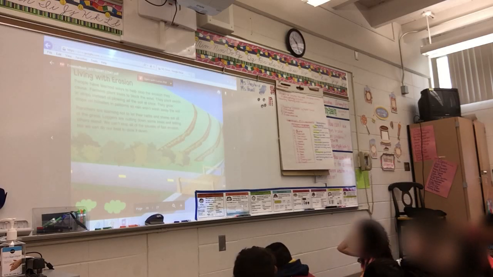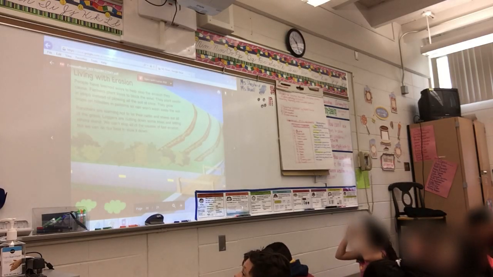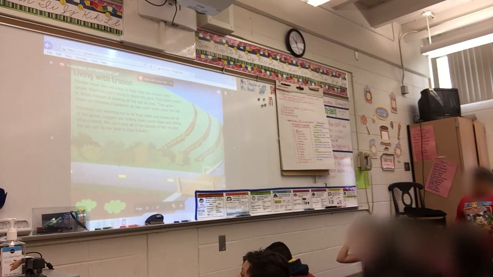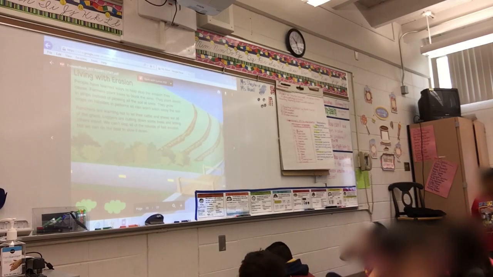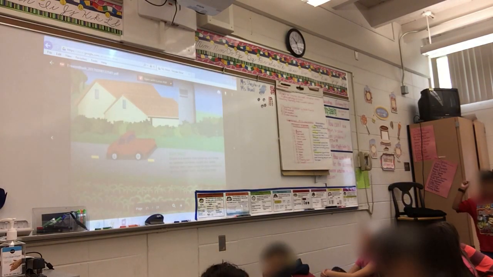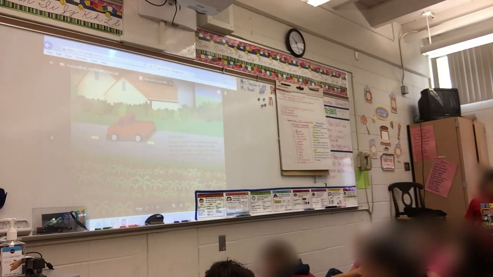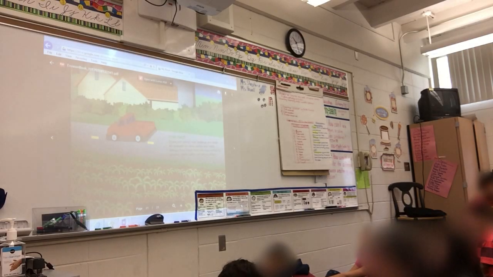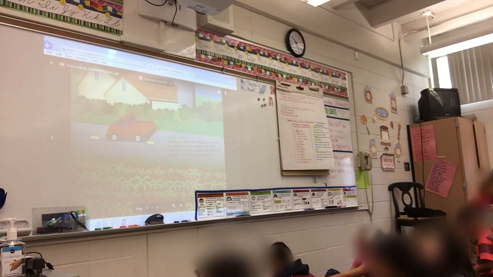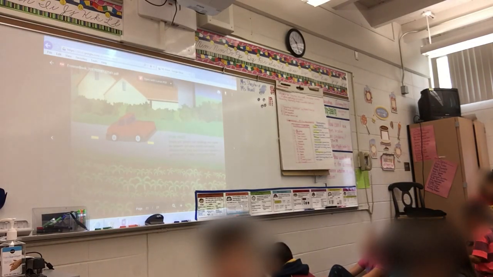Good job. Now we all live with erosion, right? Some of our parents are farmers, right? We grow strawberries and different kinds of fruits and vegetables. All right, fun fact, last one. Drains and sewers near buildings and roads let rainwater run away quickly and safely. Without them, there would be more erosion of gardens, yards, parks, and playing fields.